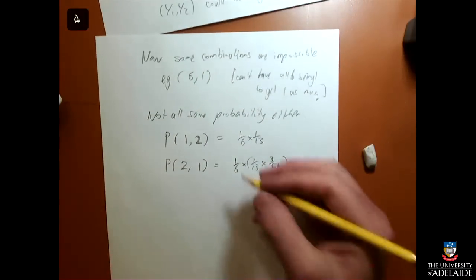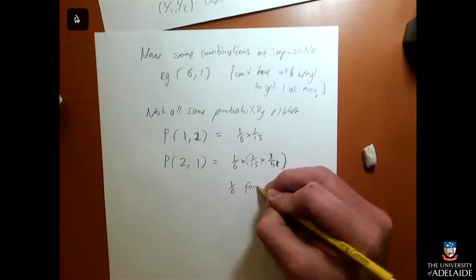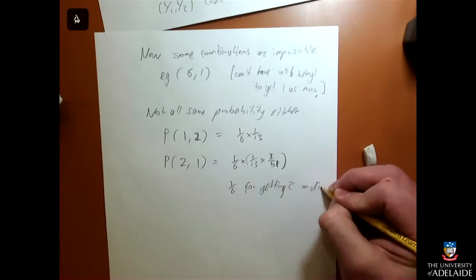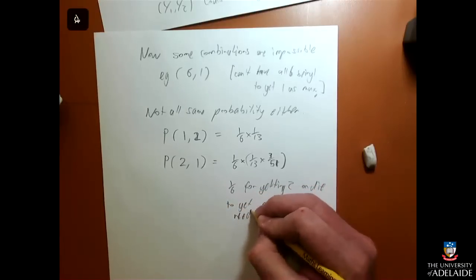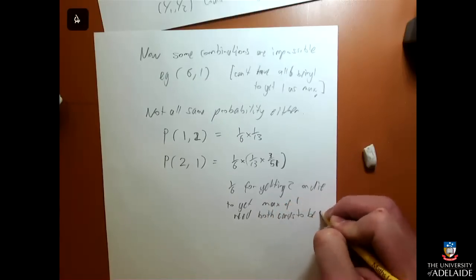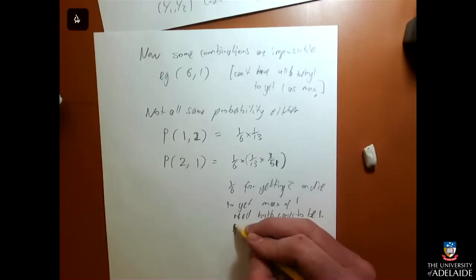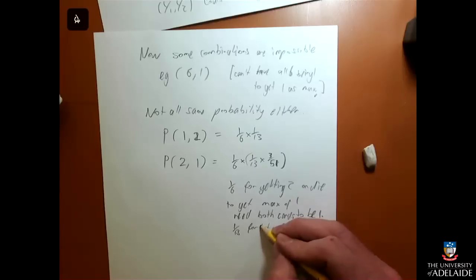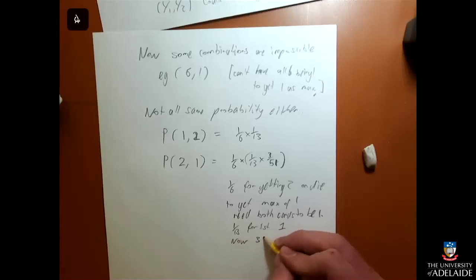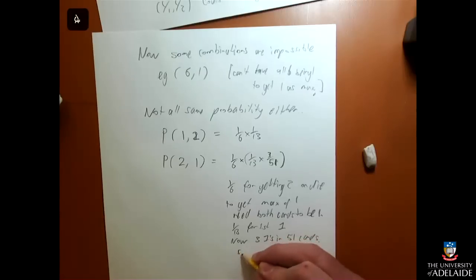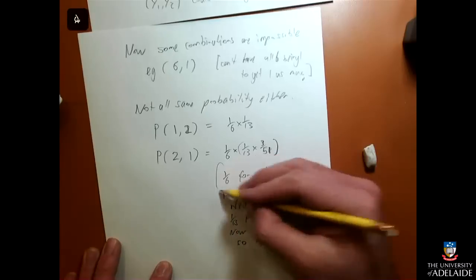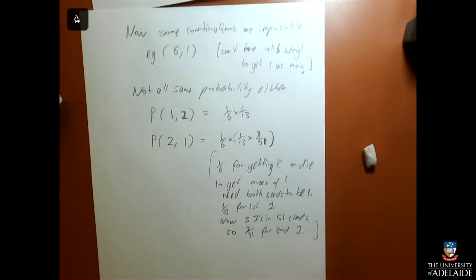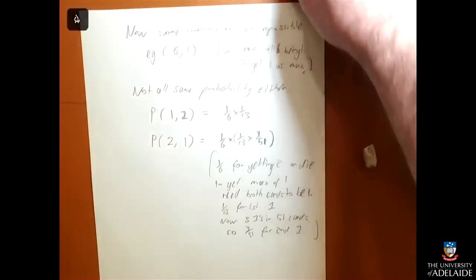So let me just talk through the thinking for that one. That was 1 in 6 for getting 2 on the die, and then to get a maximum of 1, I need both cards to be 1, and so I get 1 in 13 for the first one, which is an ace, and now there's 3 ones in 51 cards, so 3 in 51 for the second one. That's the explanation for that probability. And so 1, 2 and 2, 1 don't have the same probability as each other anymore, because, obviously we would expect that, because what the second number was is based on what the first number was.